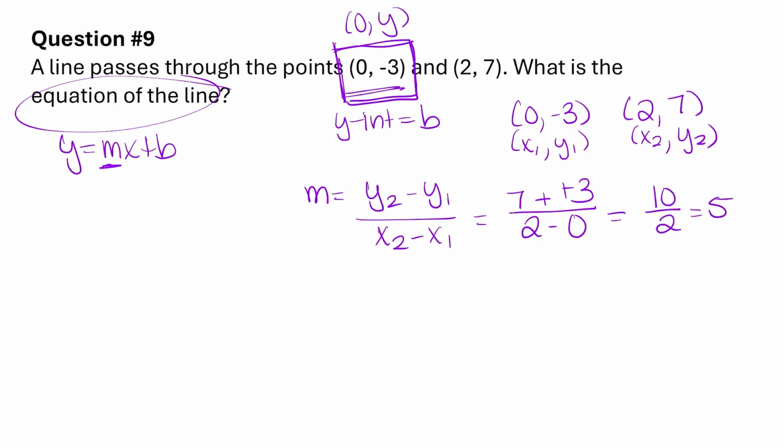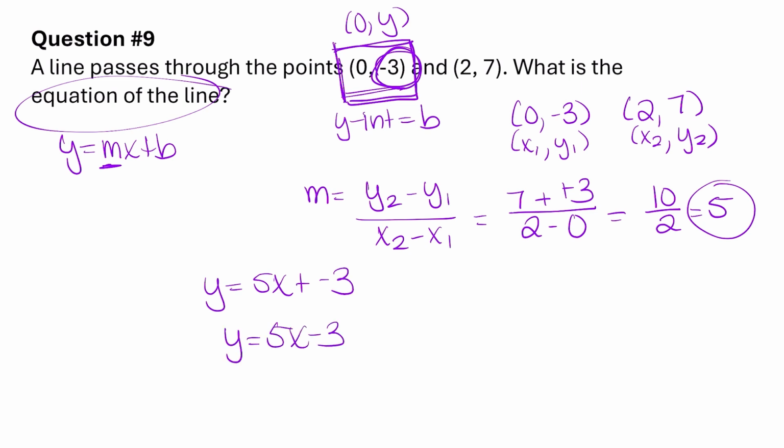So my m is 5, my b is negative 3, so I can plug into slope-intercept form. I have y equals 5x plus negative 3, plus negative will combine, so I have y equals 5x minus 3. And that is now my final answer.